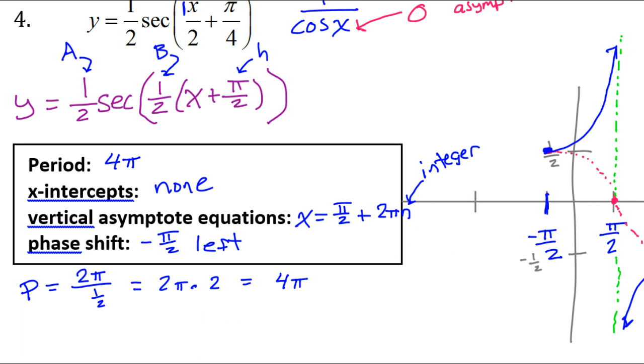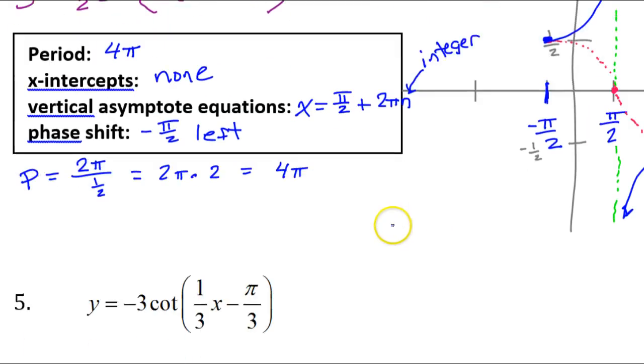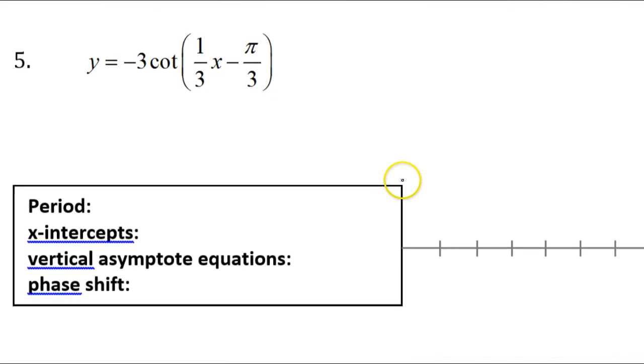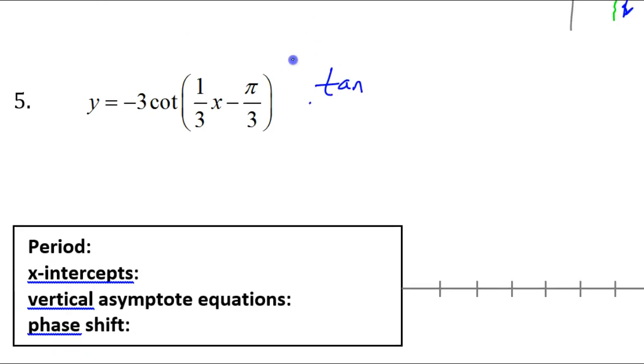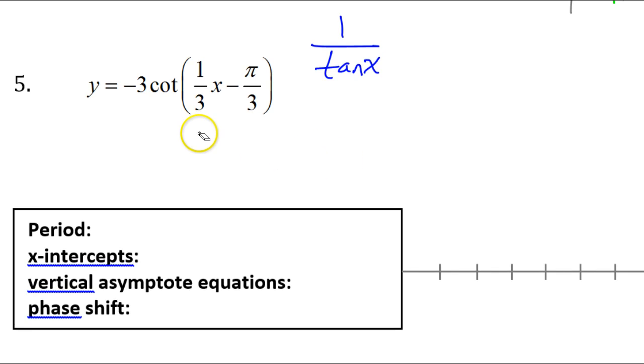Okay, now that was finished quickly enough that I'm going to go ahead and try to squeeze in problem number 5. Cotangent. Cotangent is the reciprocal of the tangent function. So what am I trying to say? Cotangent is 1 over the tangent function. So just keep that in the back of your mind. I'm not actually going to graph the tangent function, but it's just something to think about.